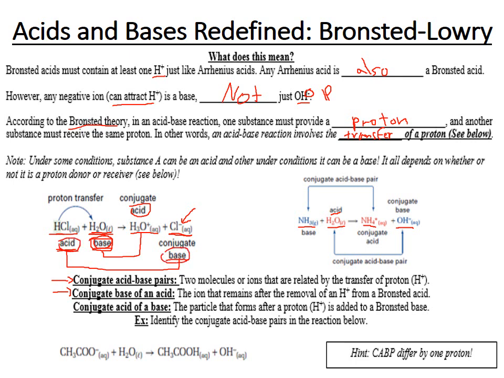And they always differ by 1 proton. So if you have an acid that's HCl, its conjugate base is Cl minus. They differ by 1 proton. Cl minus doesn't have that proton. H2O is a base. Its conjugate acid would have 1 more proton. So the base has a conjugate acid with 1 more proton, because the base must have gained the proton to become the acid. And the acid must have lost a proton to become a base. So we'll do an example together on the next slide to identify conjugate acid of a base and conjugate base of an acid.